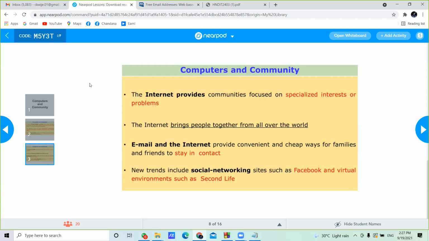Email and internet provide convenient and cheap ways for families and friends to stay in contact. So what happens through this is family relationships.